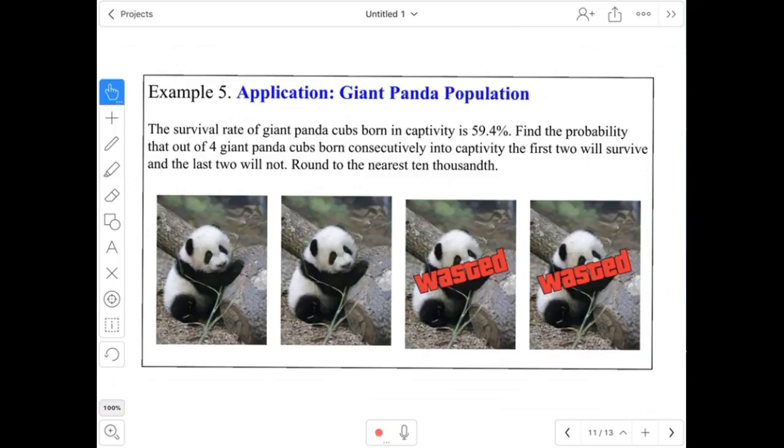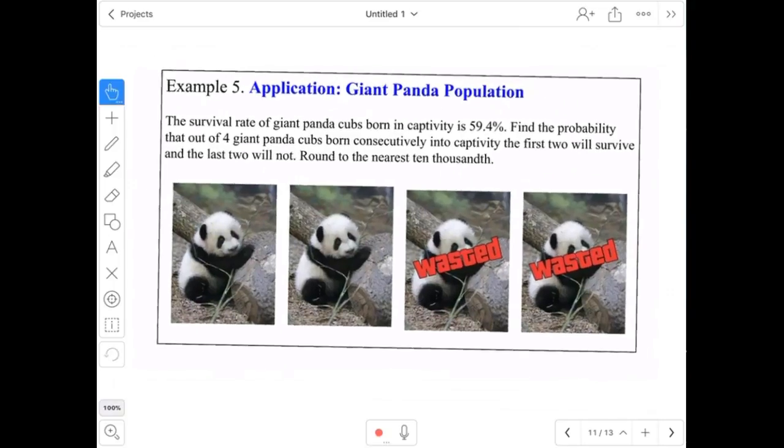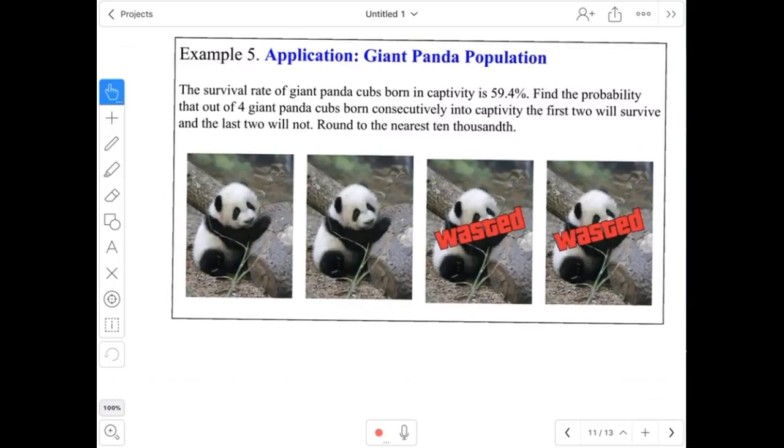The survival rate of giant panda cubs born in captivity is 59.4%. Find the probability that out of 4 giant panda cubs born consecutively into captivity, the first 2 will survive, while the last 2 will not. Round to the nearest 1,000th.